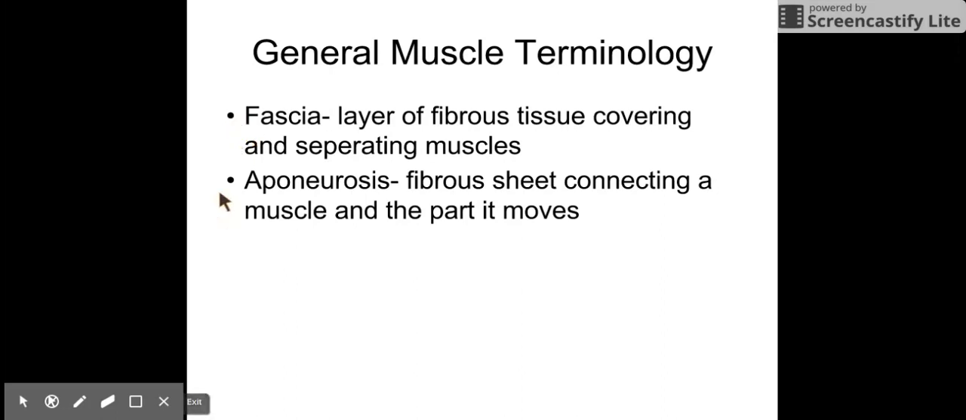Aponeurosis is a connective sheet that usually connects two parts of muscles, and it is actually there to help the muscle move. It's very similar in texture and structure to fascia, but this one is actually more along the lines of helping the muscle to function as a contractile unit. Fascia is really more of a covering.